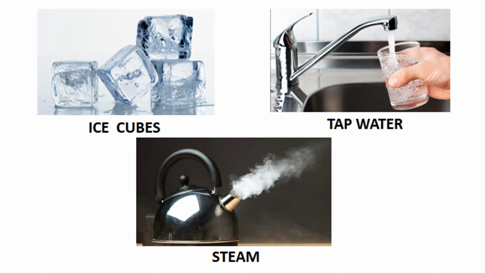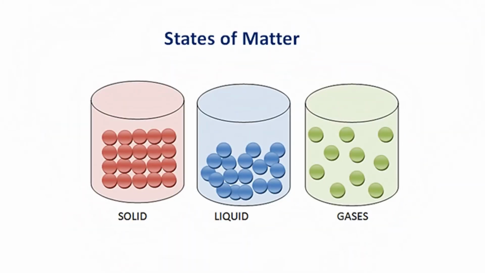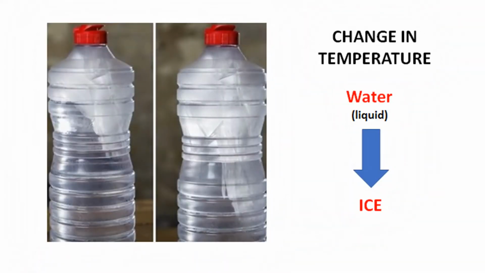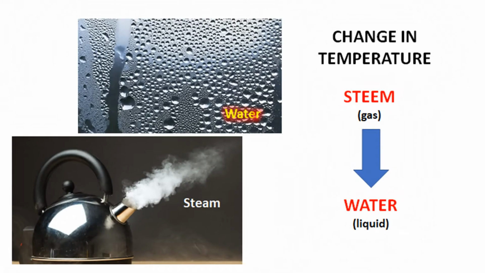An ice cube is solid water, tap water is liquid water, and steam is gaseous water. Most substances commonly exist in only one of the three states of matter: solid, liquid, or gas. However, a substance in one state may change to another state with a change in temperature. You know that when cooled, water freezes to become ice, and steam condenses to form water.